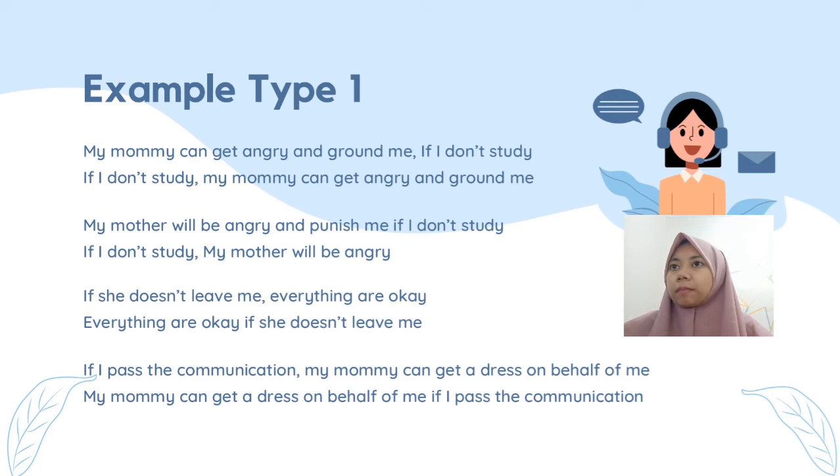So the example types of this conditional sentence type 1: my mommy can get angry and ground me if I don't study. Or, if I don't study, my mommy can get angry and ground me. My mother will be angry and punish me if I don't study. If I don't study, my mother will be angry. If she doesn't leave me, everything is okay. Everything is okay if she doesn't leave me. If I pass the competition, my mommy can get a dress on behalf of me. My mommy can get a dress on behalf of me if I pass the competition.